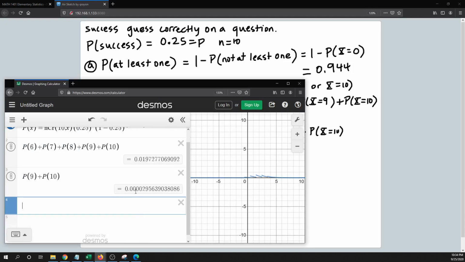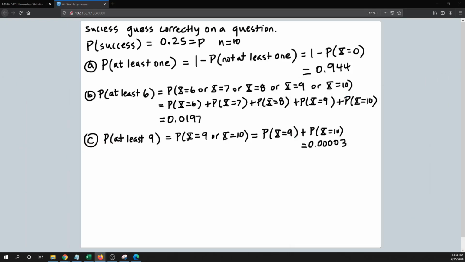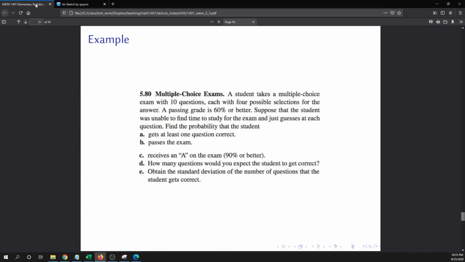All right, so here's the number that we get, and that would be 4 zeros and a 3 if we round it off. So that would be 0.00003. So that's again an extremely low probability that you would get an A by guessing.